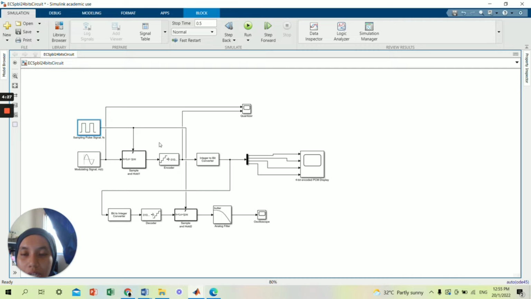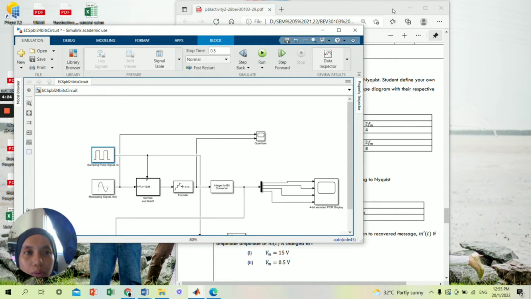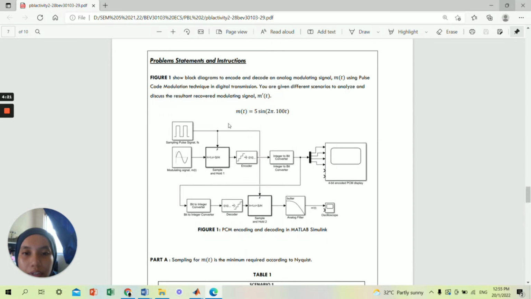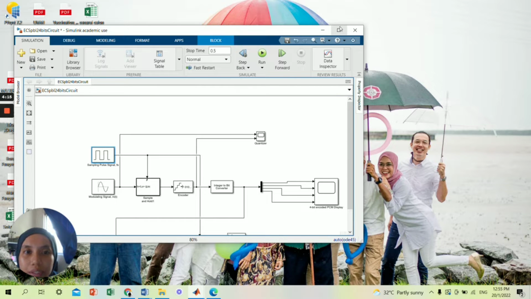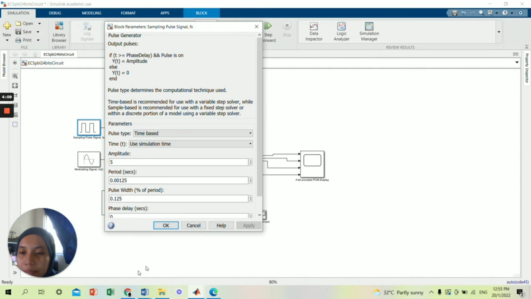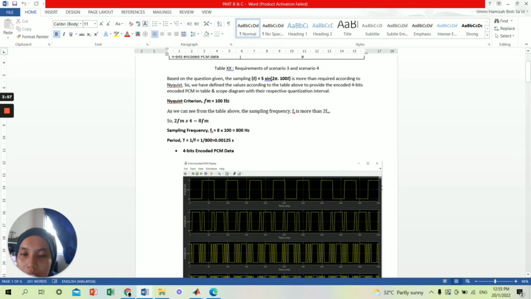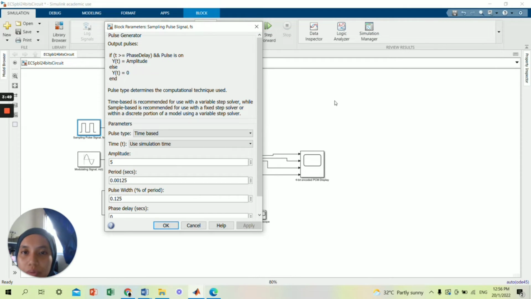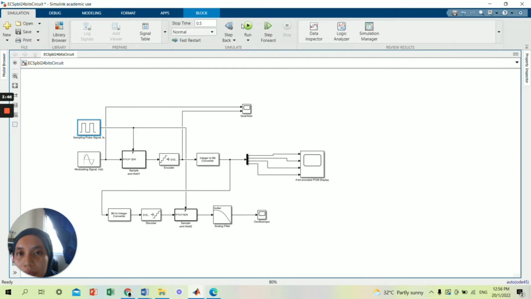So this is our circuit, which I followed from here, which is PCM encoding and decoding in MATLAB Simulink. I will run the simulation right now. But before that, this is our period value, which is 0.00125, and the pulse width is 0.125. The calculation is just as shown by the previous group member. So this is how I got the period value. Press OK and then I will run it.